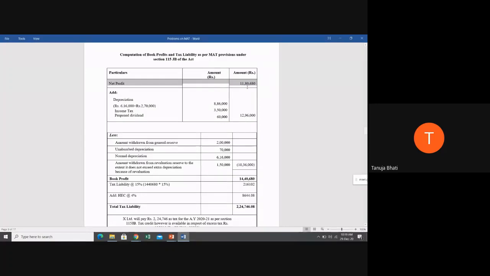11,80,680. To that, we are going to add three items. Depreciation, in that normal depreciation as well as depreciation on the revaluation of asset. So when we add depreciation, the total becomes 8,86,000. We're going to add income tax, which is 3,50,000. Proposed dividend, which is 60,000. So total comes to 12,96,000.